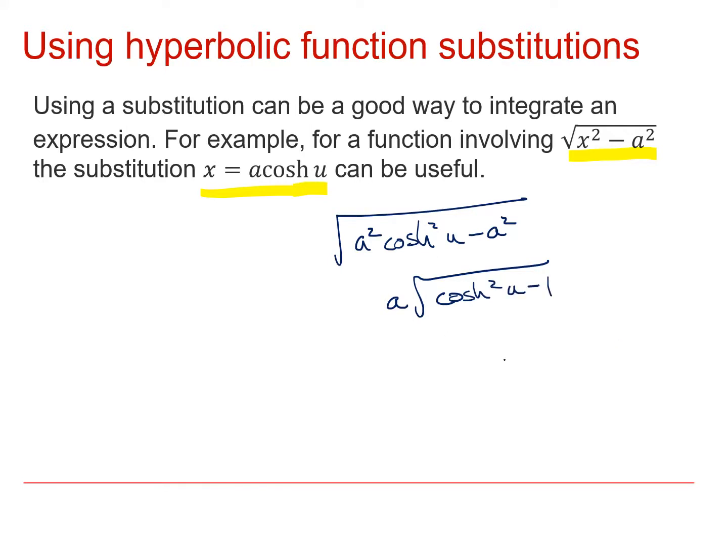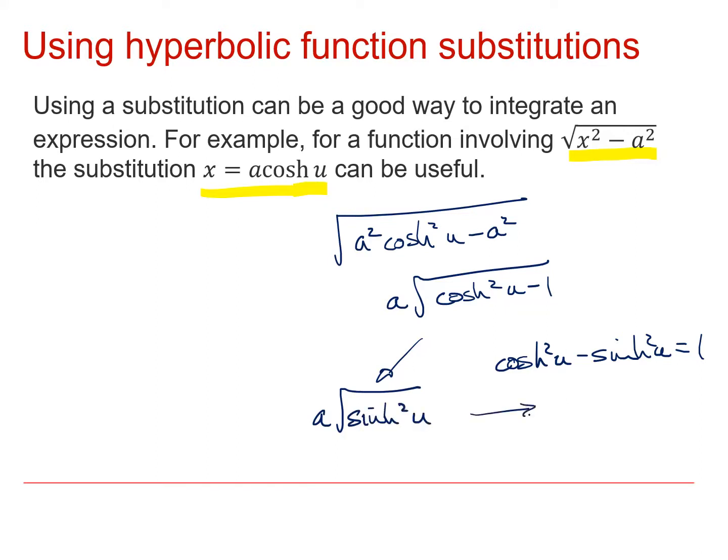And we already know that cos squared u minus sin squared u is equal to 1. So this thing inside there will actually just become root sin squared u, which is of course just a sin u. So you can see that this kind of substitution will give you a relatively simple outcome.